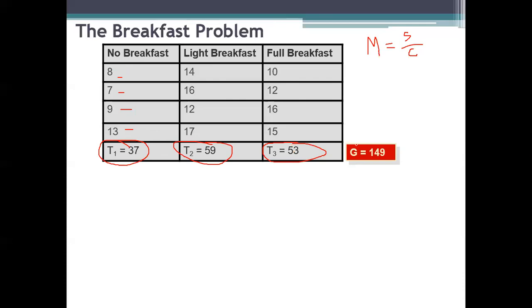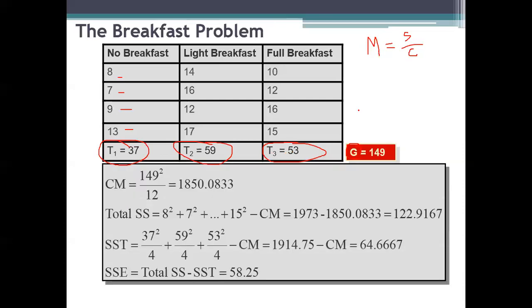So now we can get the grand total. The grand total is 37 plus 59 plus 53. So the grand total is 149. If you refer back to slide 15, to the formula, how to get the CM?